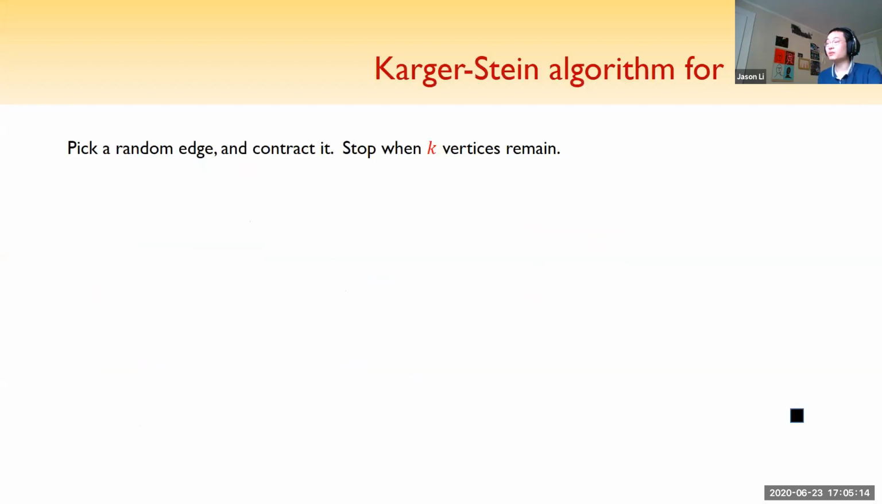Let's begin with the Karger-Stein algorithm for Kcut. It's very simple. All the algorithm does is iteratively pick a random edge in the graph, let's say the graph is unweighted for now, and contract it, and just repeat this until k vertices remain. Once there are k vertices left, imagine uncontracting the graph from the k-vertex graph to the original graph. Each contracted vertex induces a component in the final Kcut.